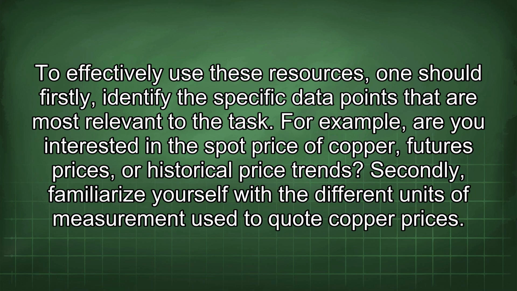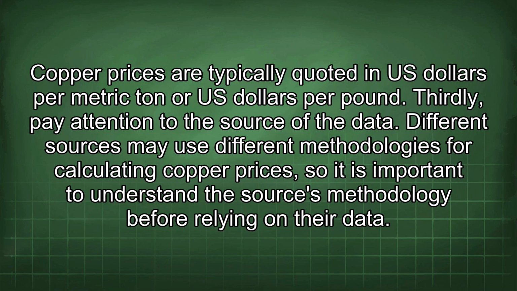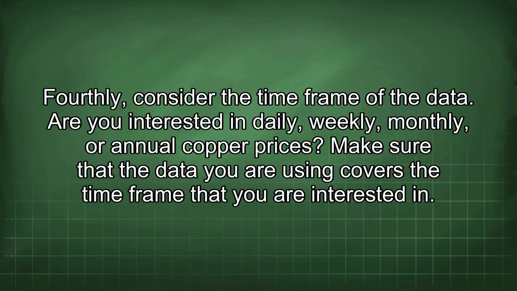To effectively use these resources, one should firstly identify the specific data points that are most relevant to the task. For example, are you interested in the spot price of copper, futures prices, or historical price trends? Secondly, familiarize yourself with the different units of measurement used to quote copper prices. Copper prices are typically quoted in US dollars per metric ton or US dollars per pound. Thirdly, pay attention to the source of the data. Different sources may use different methodologies for calculating copper prices, so it is important to understand the source's methodology before relying on their data.